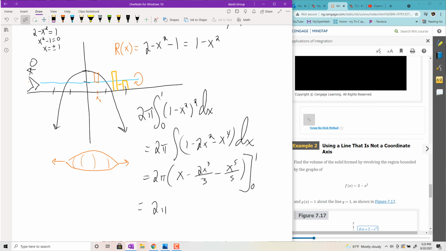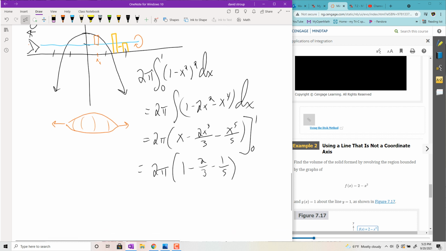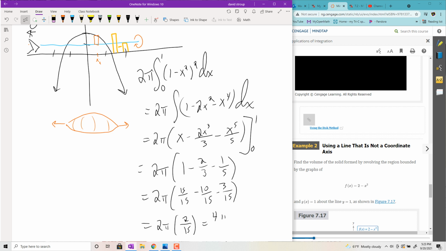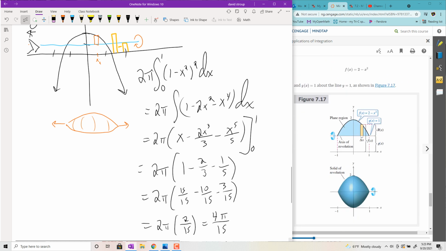And then you got 2 pi times 1 minus 2/3 minus 1/5 minus 0. And then 2 pi times, I guess, 15/15 minus 10/15 minus 3/15. So that would be 2 pi times 2/15. So I'm thinking 4/15, 4 pi over 15, unless I made some idiotic mistake, which is highly probable.